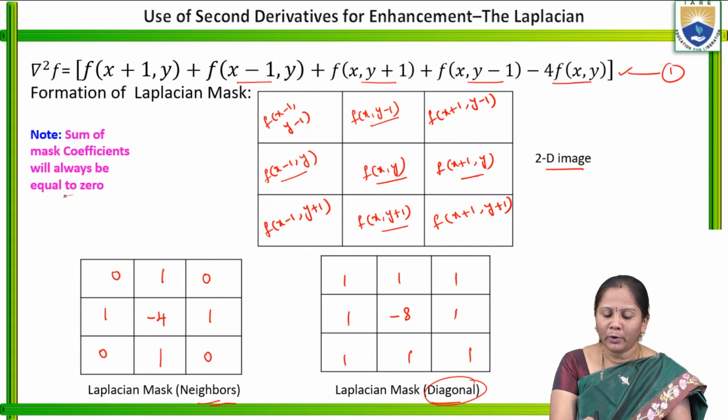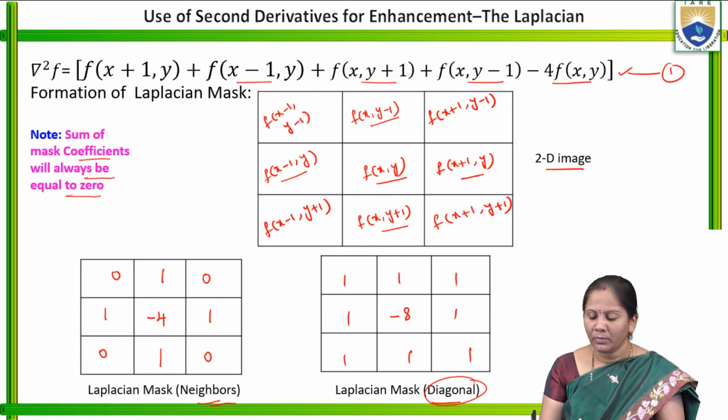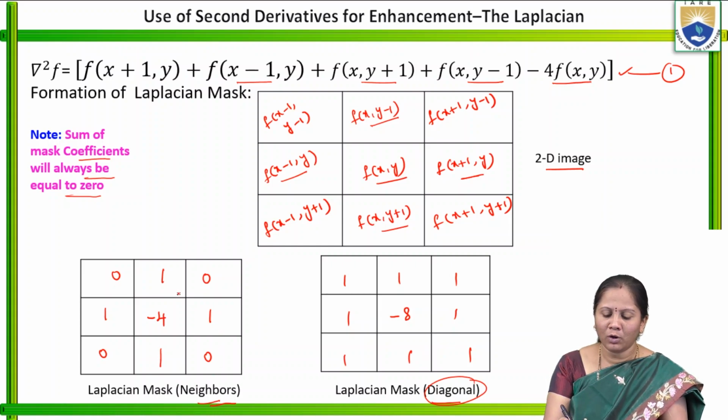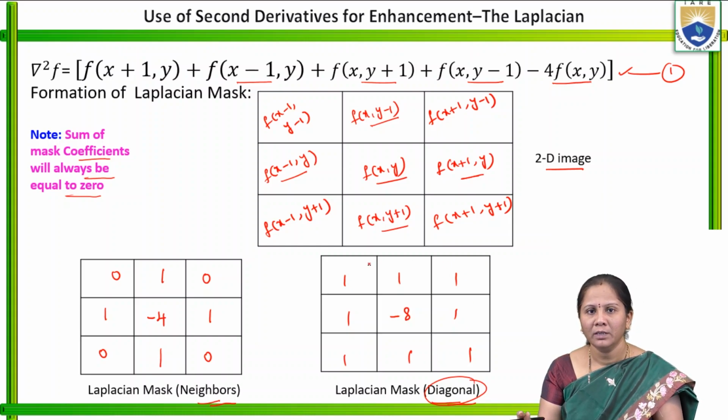One important point we have to observe is that the sum of the mask coefficients will always be equal to 0. If you add all these 1, 1, 1, 1, it is 4, minus 4 is equal to 0. If you consider the diagonal, minus 8 is there. If you add all these ones, they are plus 8. If you make the sum, the result will be equal to 0.